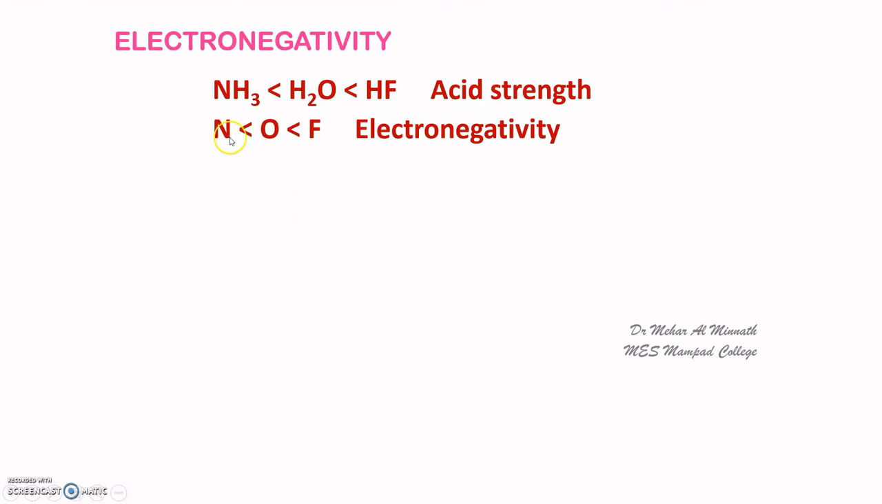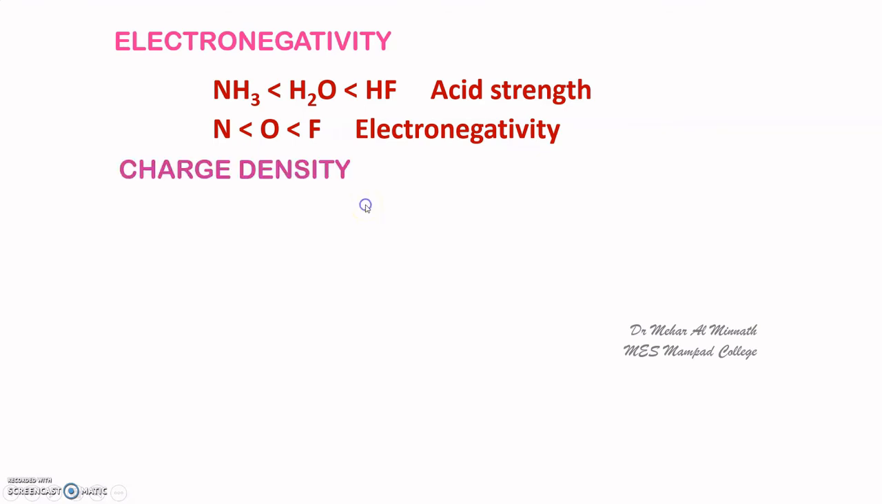Now the next factor is the electronegativity of the atom in the acid. If we take the hydrides of nitrogen, oxygen and fluorine, the acid strength is in this way: HF is more acidic than H2O, which is more acidic than ammonia. Ammonia is the least acidic. This can be explained on the basis of the electronegativity of nitrogen, oxygen and fluorine. Fluorine is the most electronegative atom, so the proton will be released easily when it is attached to fluorine.